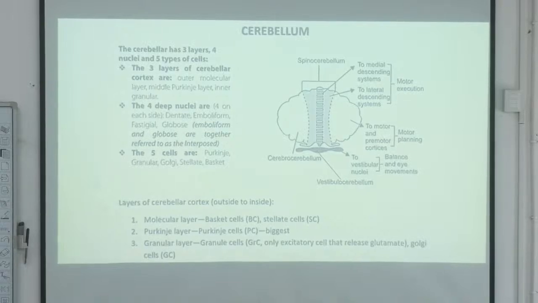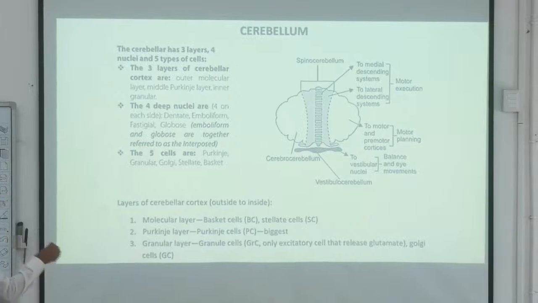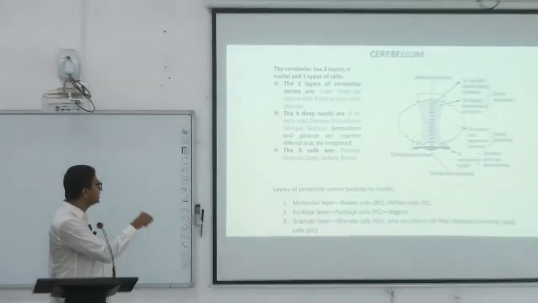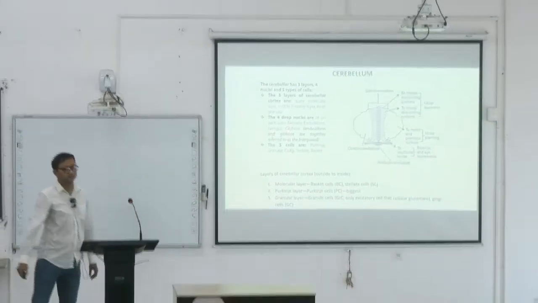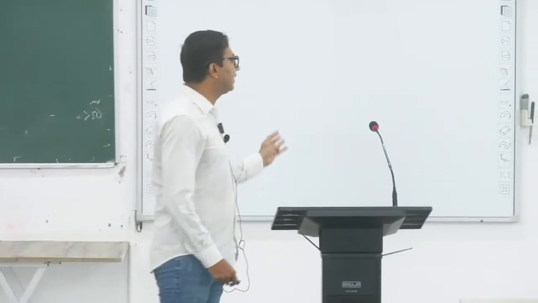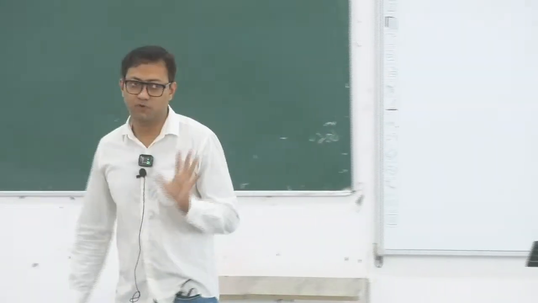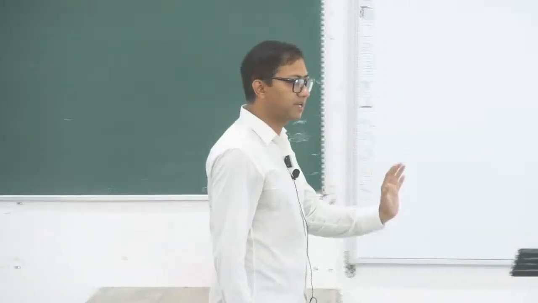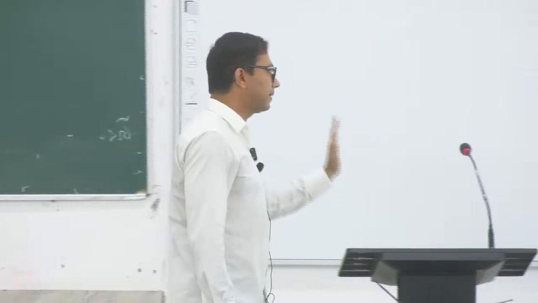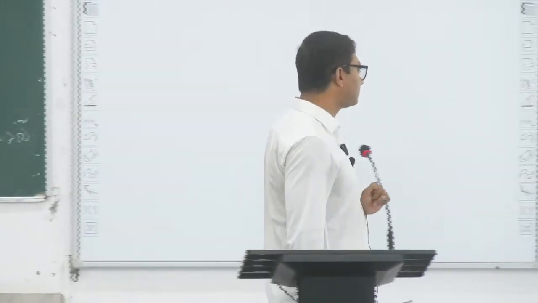There are 4 deep cerebellar nuclei, and there are 5 different types of cells. These are Purkinje cell, granular cell, Golgi cell, stellate cell and basket cell, right? 3, 4, 5. All these things are in your book, no need to write. So 3 layers, 4 deep nuclei and 5 cells, okay? Remember this mnemonic 3, 4, 5 for the cerebellum.